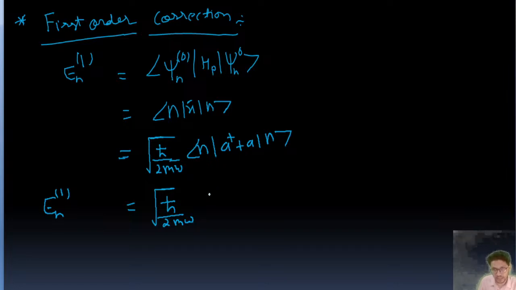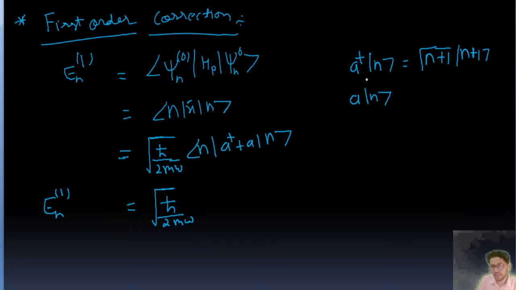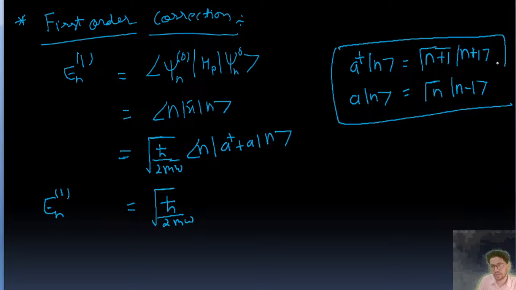A dagger. For a dagger, we already know, I'm going to write here as well, it is the raising operator, right? If it operates on this state, it becomes root n plus 1 times the state n plus 1. There is an increase in state by 1, right? This one. And a on n, if you operate a with n, I hope you know it.